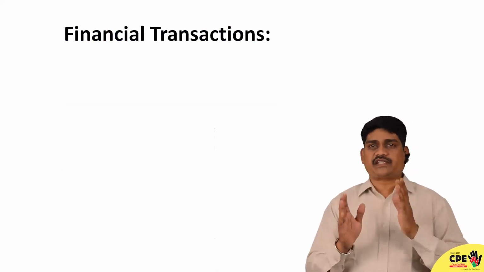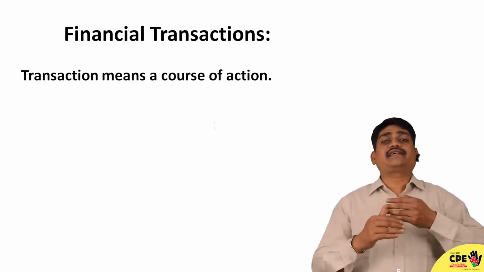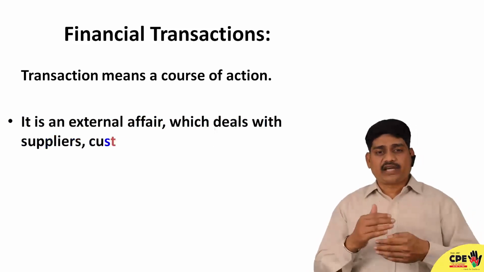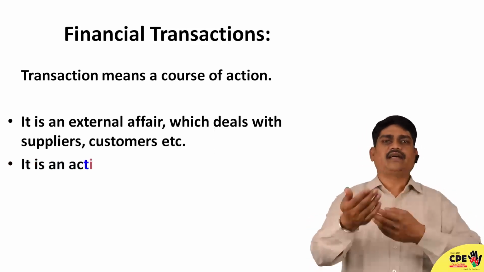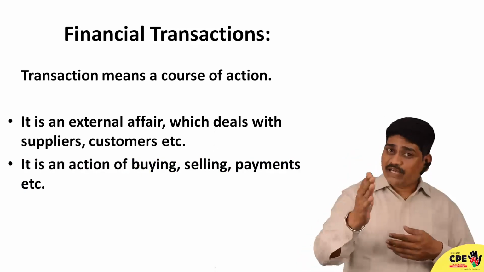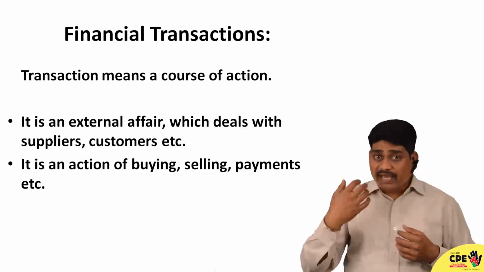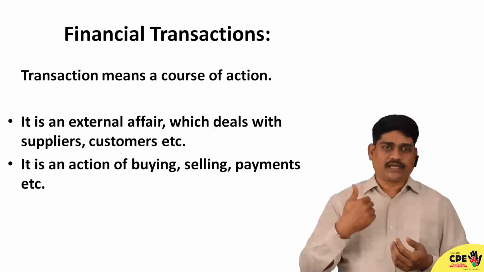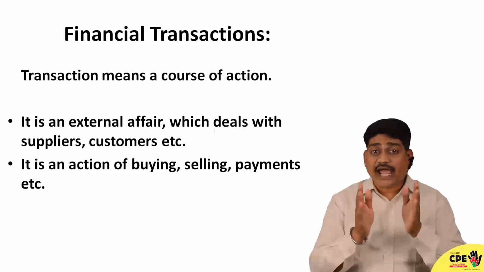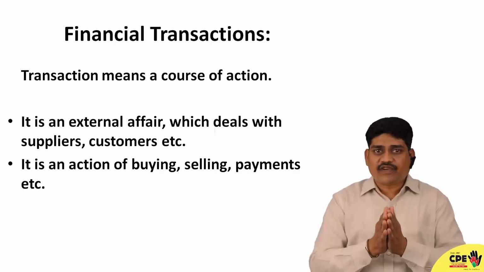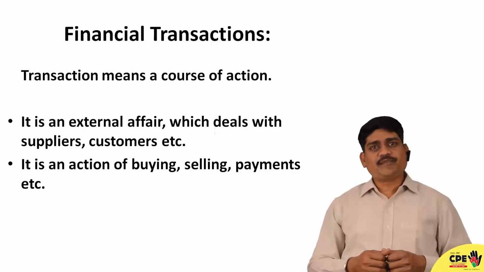A transaction means a course of action. Let me repeat, a transaction means a course of action. It is an external affair which deals with suppliers, customers, etc. Simply, it is an action of buying, selling, payment, receiving something. It means there is an involvement of some other person. Like if you are selling, to whom will you sell? To a customer. If you are buying some goods, from whom will you buy? From a supplier. It means it is an external affair. External means some other person will be involved in the particular activity. That kind of economic activity is known as a transaction, purely a financial transaction. Is it clear?